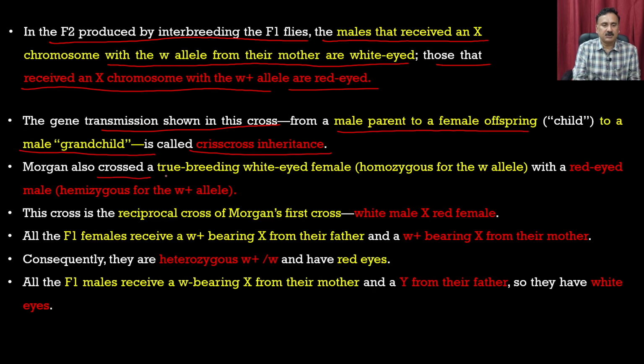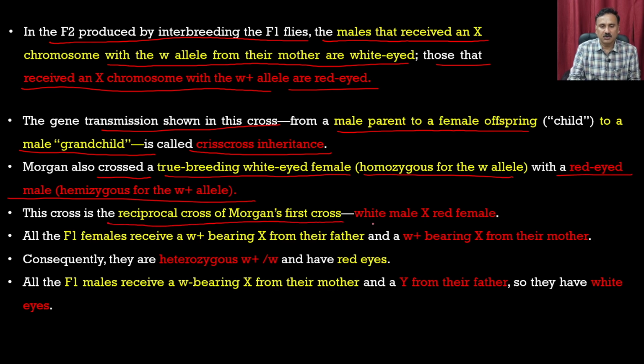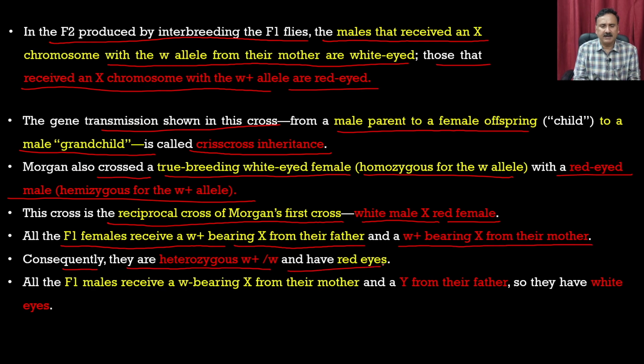Morgan also crossed a true-breeding white-eyed female, that is homozygous for the W allele, and a red-eyed male, hemizygous for the W plus allele, and the cross is the reciprocal cross of Morgan's first cross, that is the white male into the red female. All the F1 females receive a W plus bearing X from their father and a W bearing X from their mother. Consequently, they are heterozygous, that is W plus W, and have a red eye because red is the dominant trait versus white, which is a recessive trait.